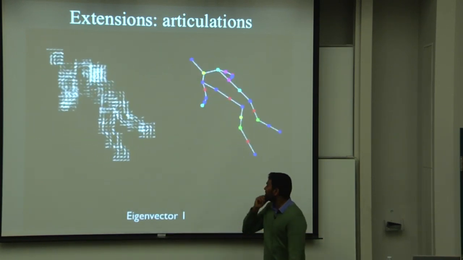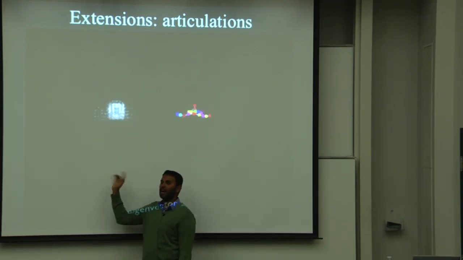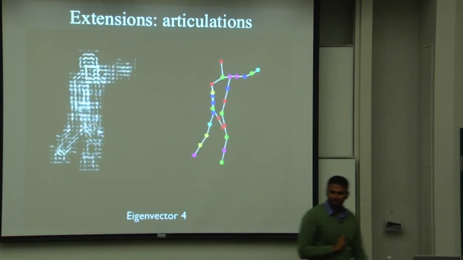In fact, the vast majority of what you see at test time are spatial arrangements that you did not see at train time. So I think that's where the generalization comes from.